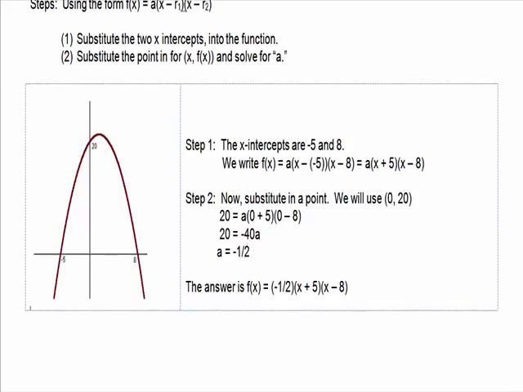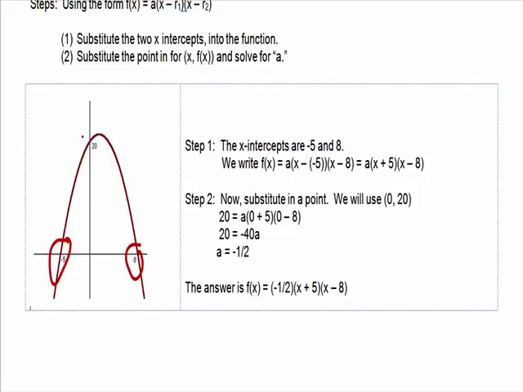Here I've given a graph, and we'll notice that our x-intercepts are -5 and 8. And notice we have another point, which in this case is the point where the graph crosses the y-axis, and so this would tell us we have the point (0, 20).